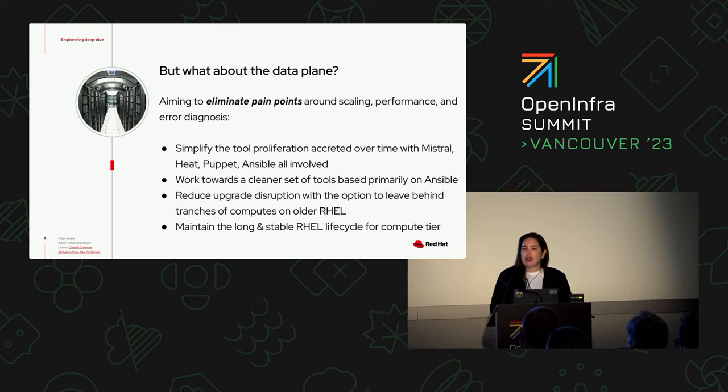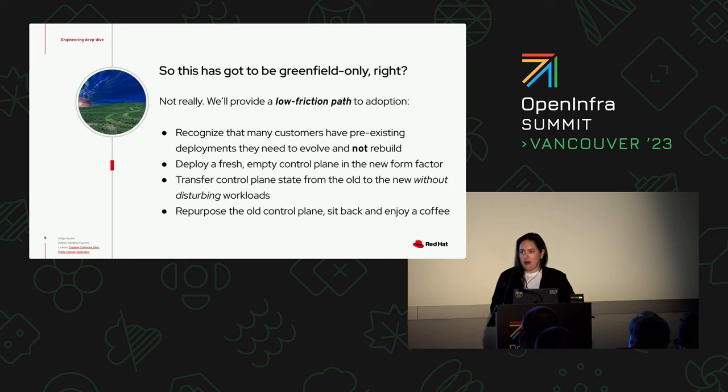But we're going to do away with a lot of other complexity that has been built in time with Mistral, Heat, and Puppet, and standardize on Ansible while still maintaining that long life. And obviously improve upgrades, which is a part that I've dedicated a lot of my time to here at Red Hat. So is this only for new greenfield deployments?